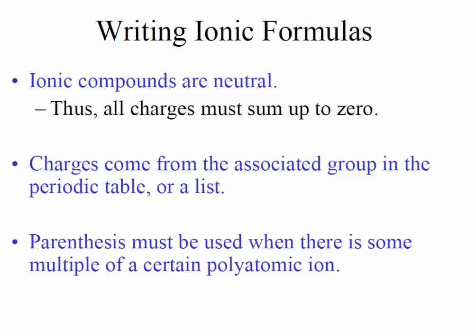Writing formulas for ionic compounds. Ionic compounds are neutral, so all the charges must add up to 0. And there are certain elements that you should know the charges of. Again, refer back to your periodic table of ions that was given in class. Things you want to know are, for example, all the alkali metals are +1, all the alkaline earth metals will form a +2 charge, all the halogens will form a -1 charge. So there are some common ion charges you should know.